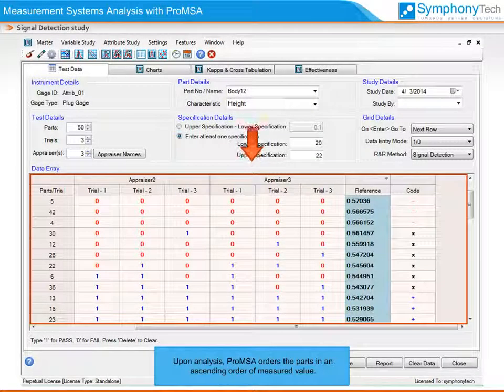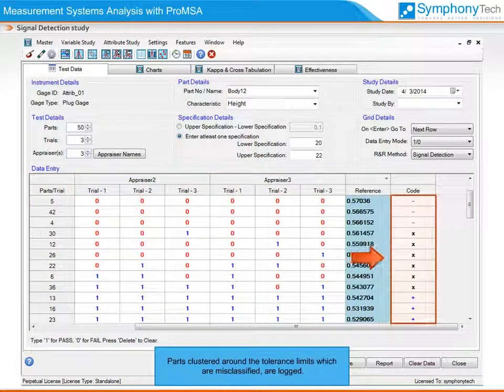Upon analysis, ProMSA orders the parts in an ascending order of measured value. The decision of acceptance and rejection is evaluated for each part. Parts clustered around the tolerance limits which are misclassified are logged. ProMSA evaluates the zone of misclassification as the R&R error of the attribute gauge.